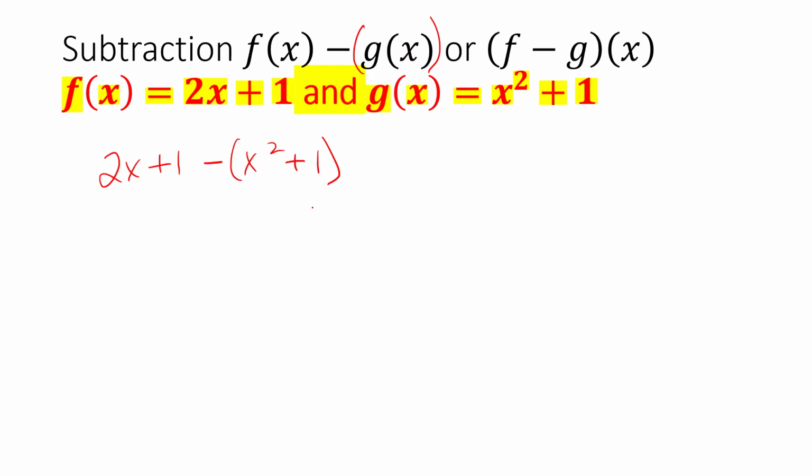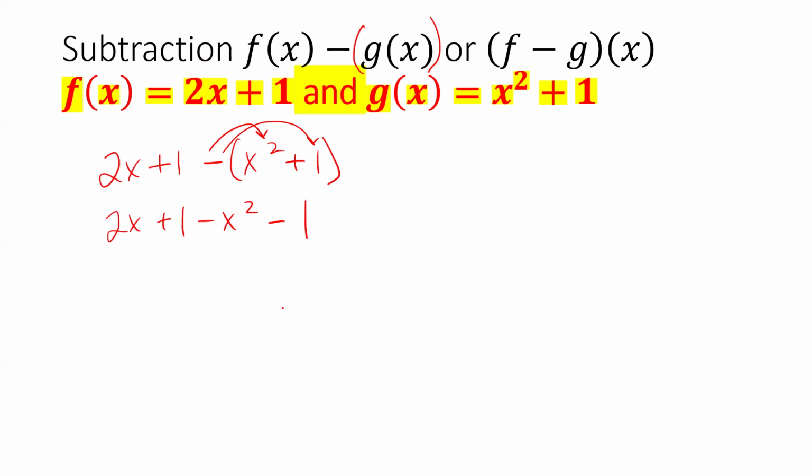The reason why we use parentheses is because that minus has to be applied to every term of that expression. It has to go to every term, so we have to distribute the minus. So now we're left with 2x plus 1 minus x squared minus 1. Are you with me? Okay.